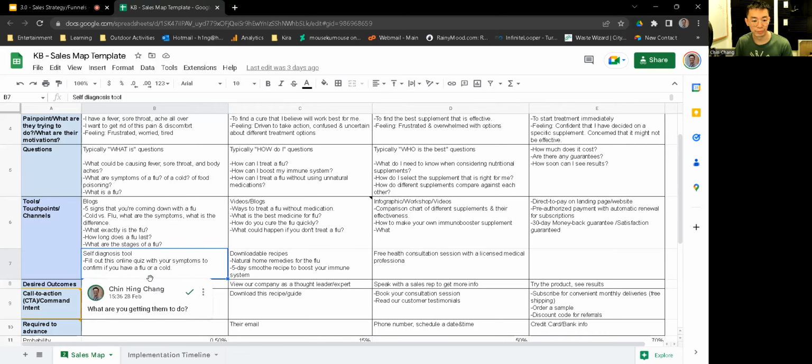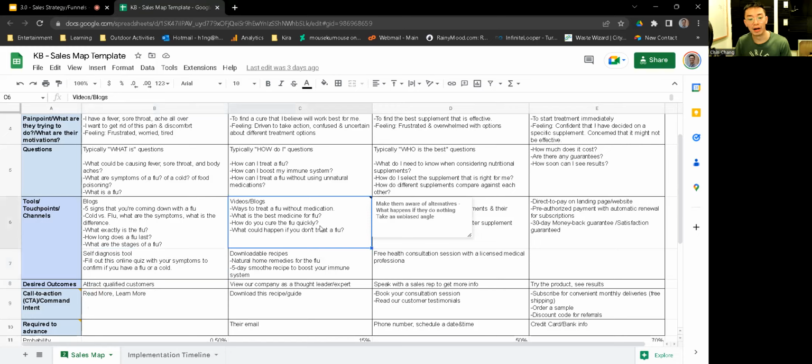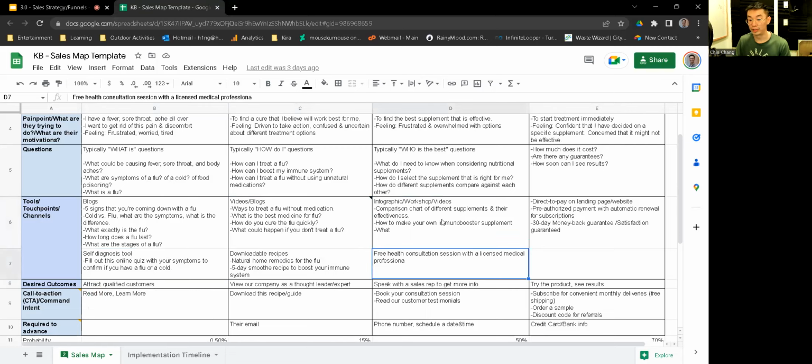So for example, a lead magnet over here could be a self-diagnosis tool. Fill out this online quiz with your symptoms and we'll email you your results to let you know if you have a cold or flu. Let's say if you're trying to identify if people are looking for supplements, maybe it's like download this recipe for home remedy for flu, right? Or download this 5-day smoothie recipe, right? And in this case here, if you're identifying if they're actively looking for vendors, maybe you offer like, let's say a free health consultation session. So think about how you will capture some of the information so that you know where your customers are in those decision-making stages.